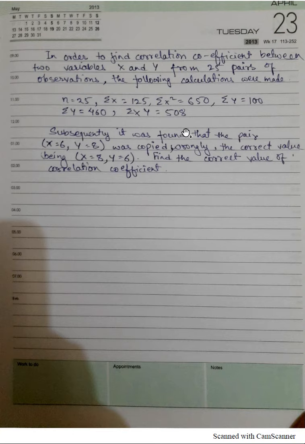Subsequently, it was found that the pair x is equal to 6 and y is equal to 8 was copied wrongly. The correct value being x is equal to 8 and y is equal to 6. Find the correct value of the correlation coefficient. Please solve this yourselves. Again, please note this is summation y square, so you correct it yourself, and please do this sum yourself, and you get back to me with whatever answer you get to confirm the same.